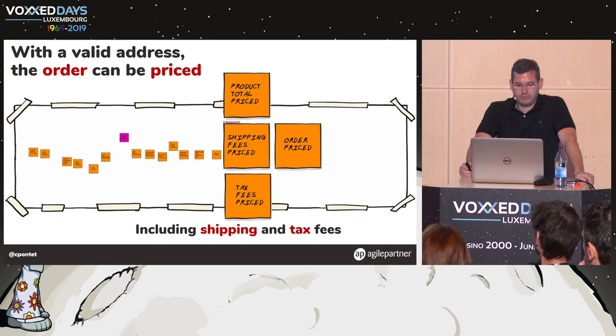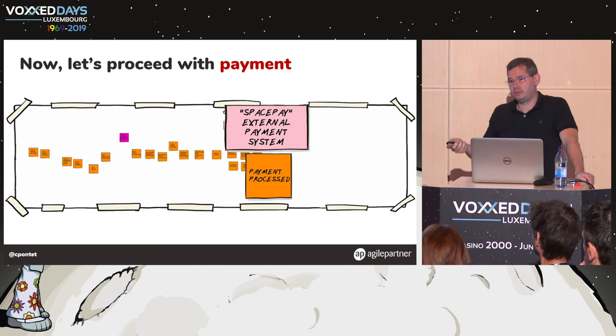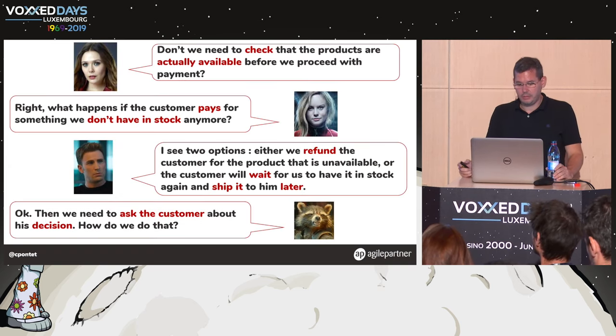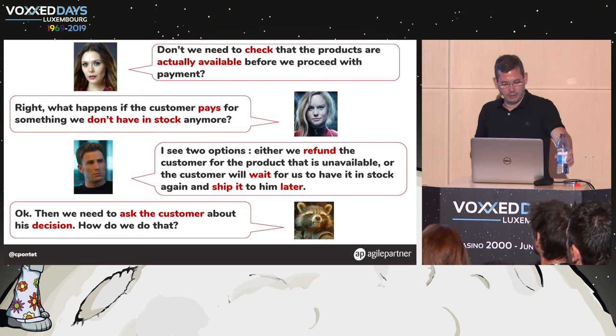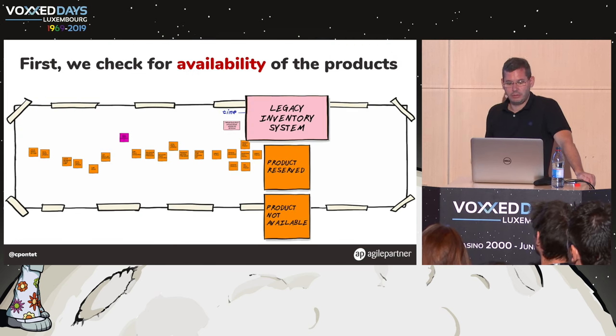And you go on, so after your order is placed and your address is validated, you will have the order that is priced, including the taxes. Then you need a payment method. Again, another external system. You probably don't want to implement your payment system yourself. So you have the payment taken care of, but now, how do we know that the products are actually available? Do we need to take care of that? What happens if the product has been ordered and paid for and it's not available? Well, we need to ask the user what he wants to do, if he wants to have the product shipped later, or if they want to actually be refunded for the product. So you will have to ask your inventory system about that. So your product is either reserved or it's not available.